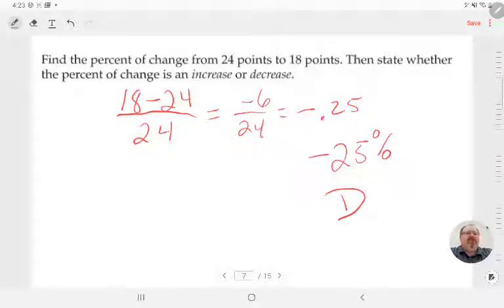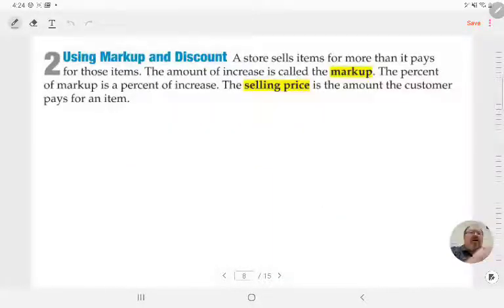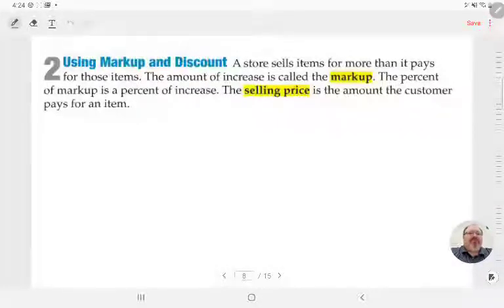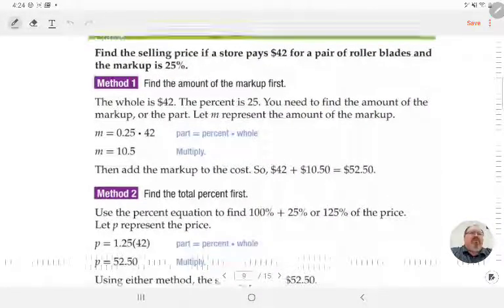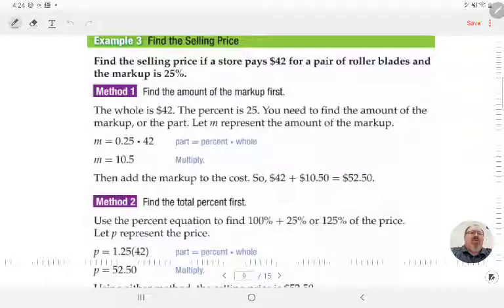Okay? All right. So now we're going to talk about using markup and discount. A store sells items for more than it pays for those items. The amount of increase is called the markup. The percent of markup is a percent of increase. The selling price is the amount the customer pays for an item. All right. So we are to find the selling price if a store pays $42 for a pair of rollerblades and the markup is 25%. So you go into a store, you're going to buy a pair of rollerblades.